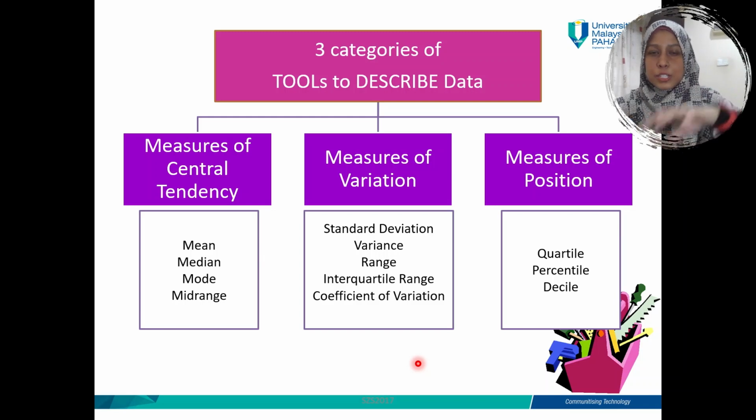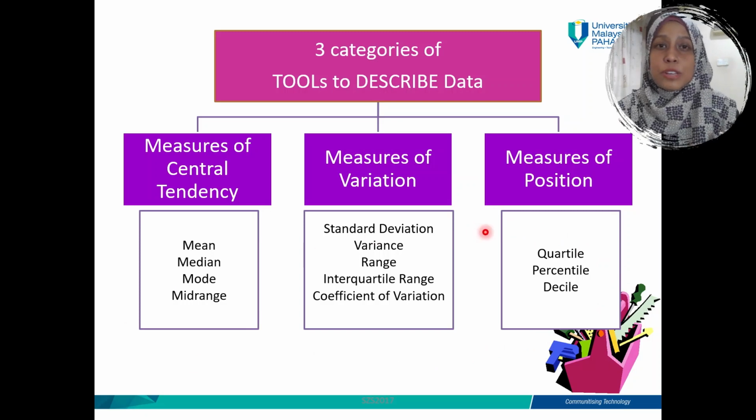In describing data, we also have different types of tools that we can use to describe data, and I would like to categorize them as measures of central tendency, measures of variation, and measures of position. Okay, so these are the tools. These are all the tools that you can use to describe your data, to summarize your data, and also to understand your data. So we can categorize all these tools into three different categories.